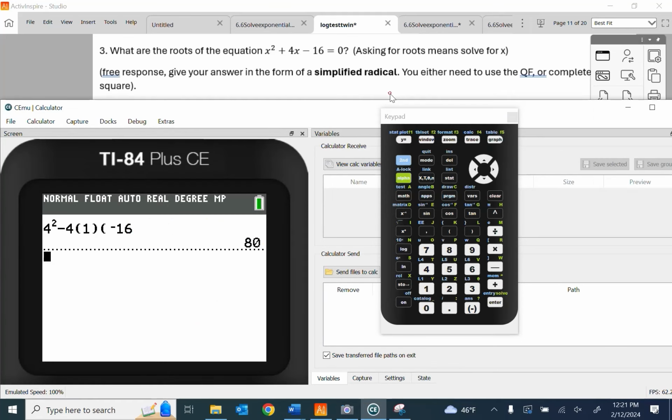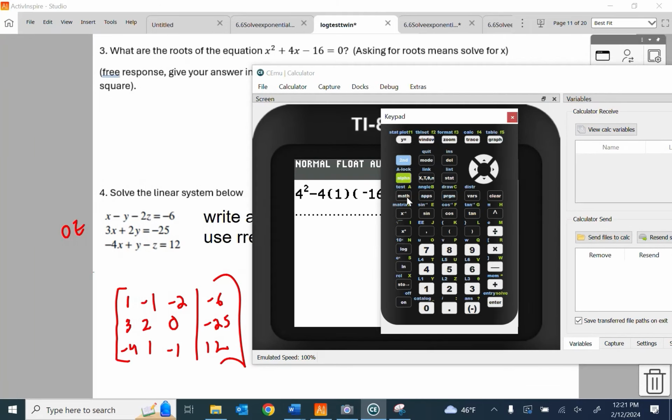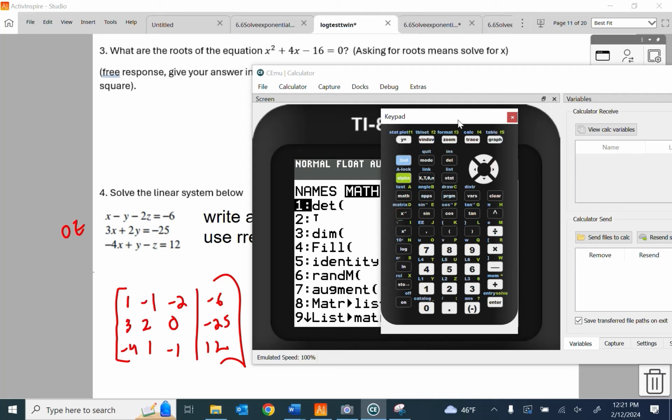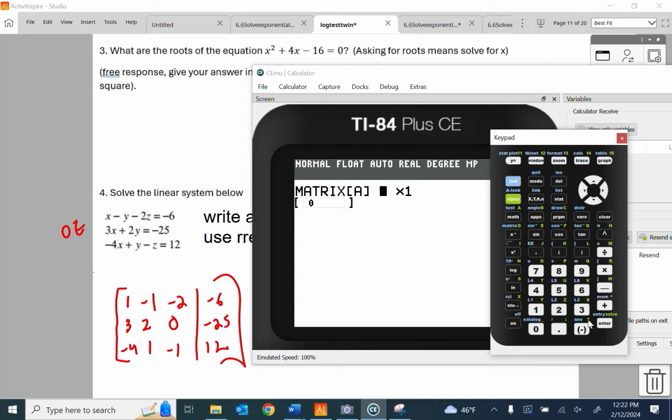I get to the matrix menu by hitting second matrix. Let me move my keypad out of the way for you. I'm going to scroll over to edit. I'm just going to use A. This matrix has 3 rows and 4 columns. And then I just type all the elements in. They're called elements. I didn't come up with that name. Somebody else did. I don't make this stuff up.